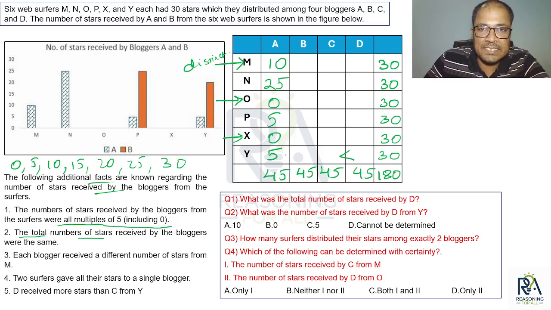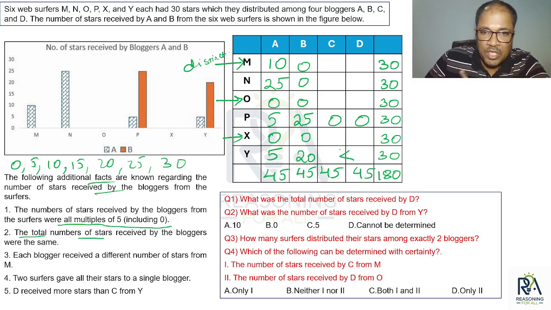Then for B, P gave away 25 stars to B, and Y gave away 20 stars to B. Here also if you check, B's 45 is done. So these will be 0. Now if you observe, P has already given away all the 30 stars, 5 and 25. That means these two will be 0 over here.